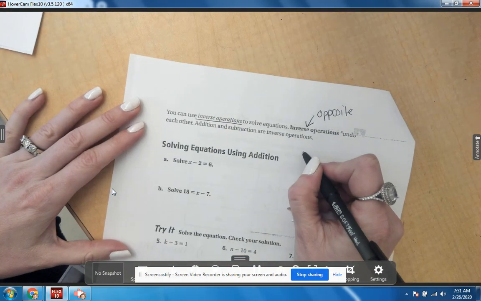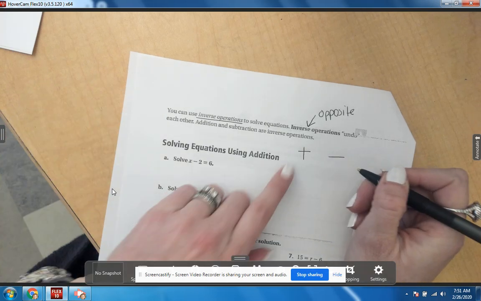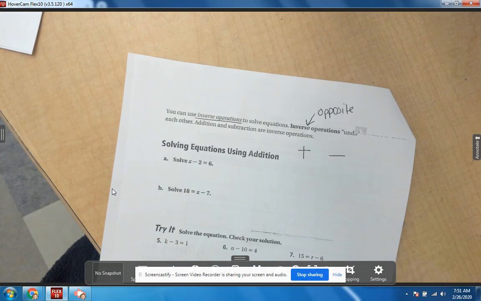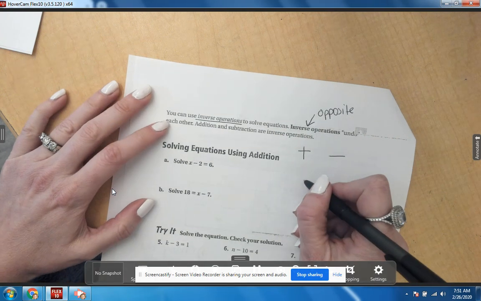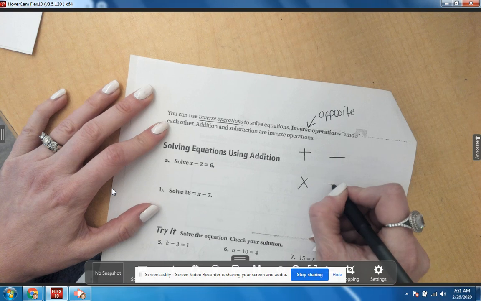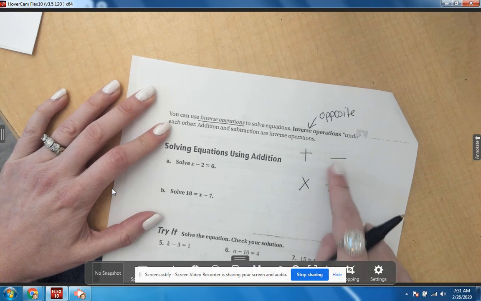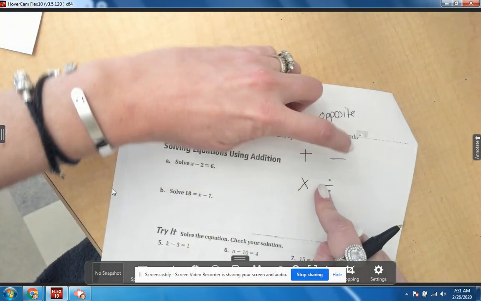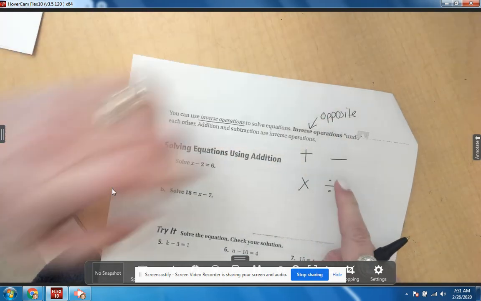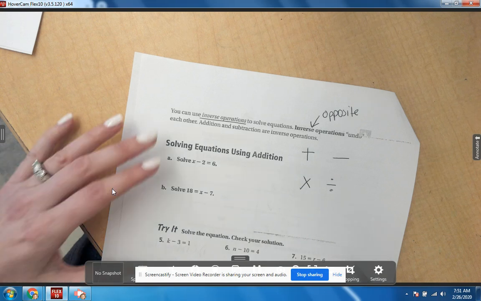What do you think the opposite of adding would be? What would be the opposite of adding something? It would be taking it away. So adding and subtracting are inverse operations. They're opposite of each other. Okay? And then if we have multiplying, the opposite of multiplying by something would be dividing by something. So these are inverses, these are opposites, and vice versa. The opposite of subtracting is adding, opposite of dividing is multiplying. So those are your opposite operations.